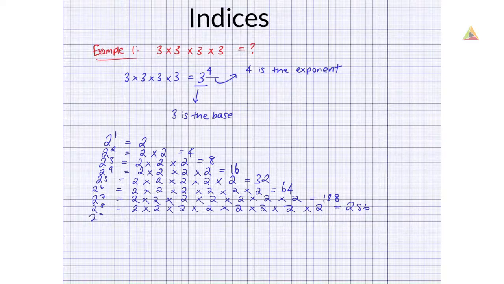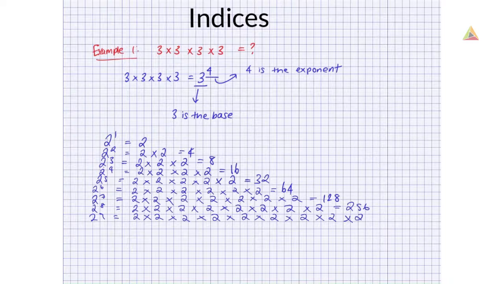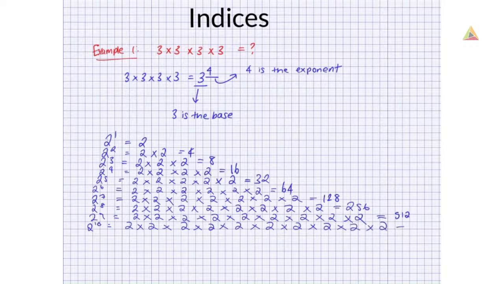2 to the power of 9 is 2 multiplied by itself nine times, and that gives you 512. And the last one, 2 to the power of 10. So we have 10 of them, 2 by 2 by 2 by 2 by 2 by 2 by 2 by 2 by 2 by 2. And that gives you 1024.